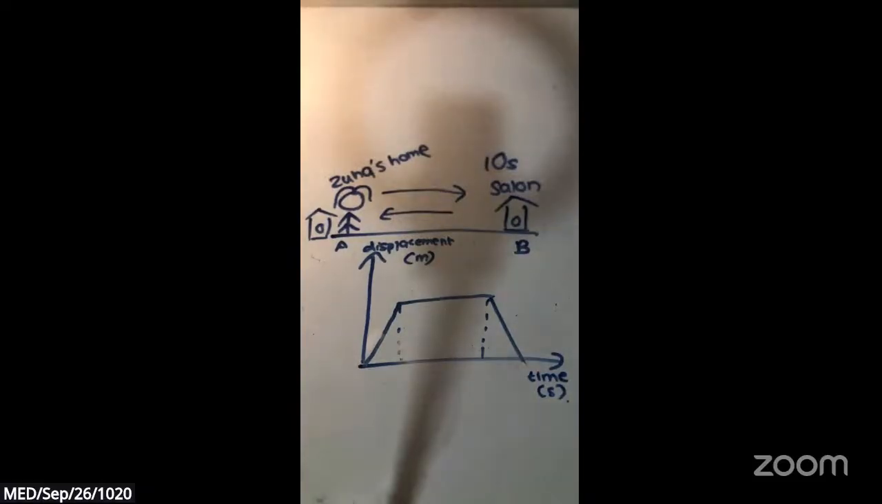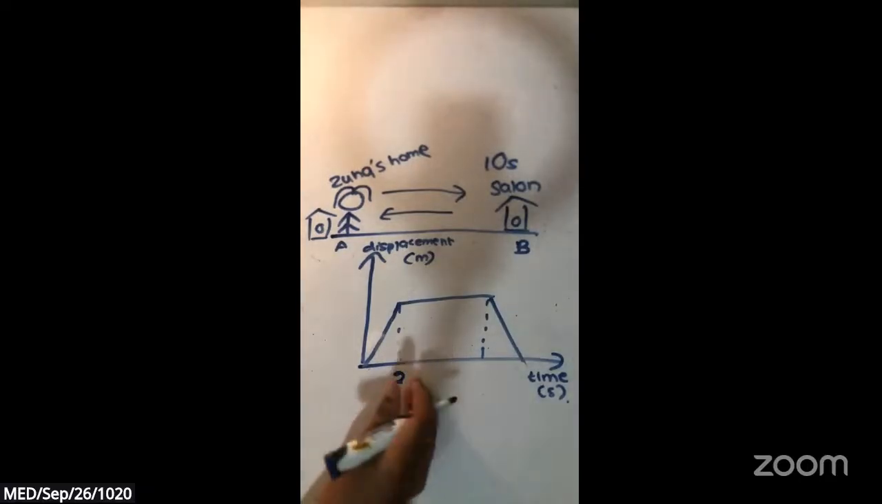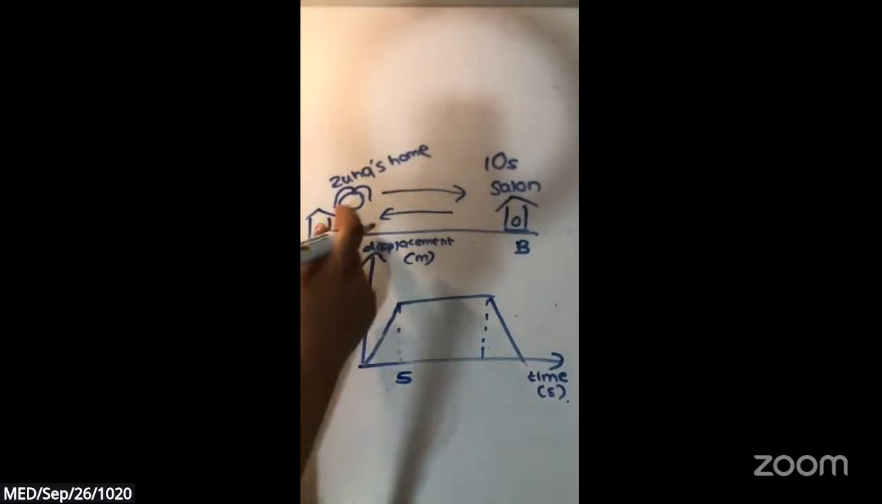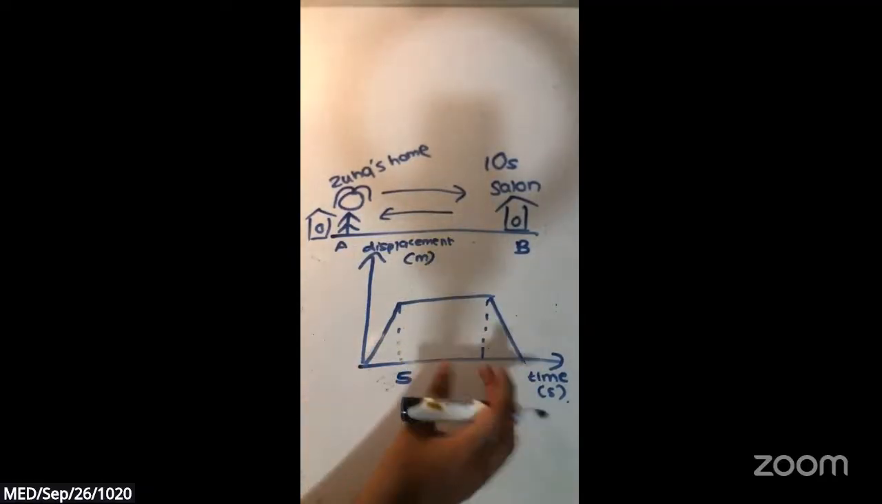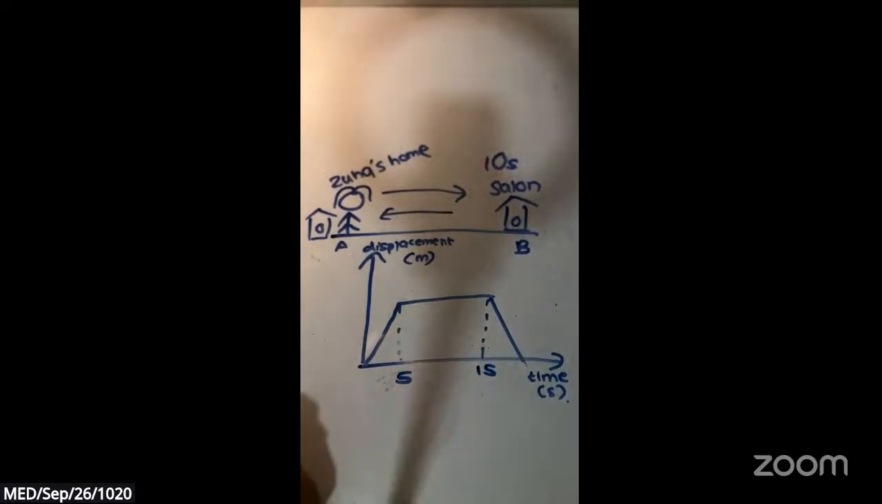Now they're asking what is her distance? Now we'll say this is 5 seconds. She went and then she stayed for 10 seconds and then she came back in 15 seconds. Okay. So this is what happened. So you must be able to read the graph. Sometimes you all might find it difficult to read the graph.